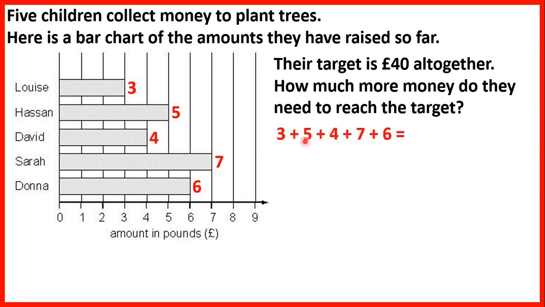So 3 plus 5 is 8, plus 4 is 12, plus 7 is 19, plus 6 is 25. So they've collected £25 so far, but their target is £40. So we need to find the difference between what they've collected and their target, because the question asks how much more money do they need. So if we work out 40 minus 25, that tells us that they need another £15.